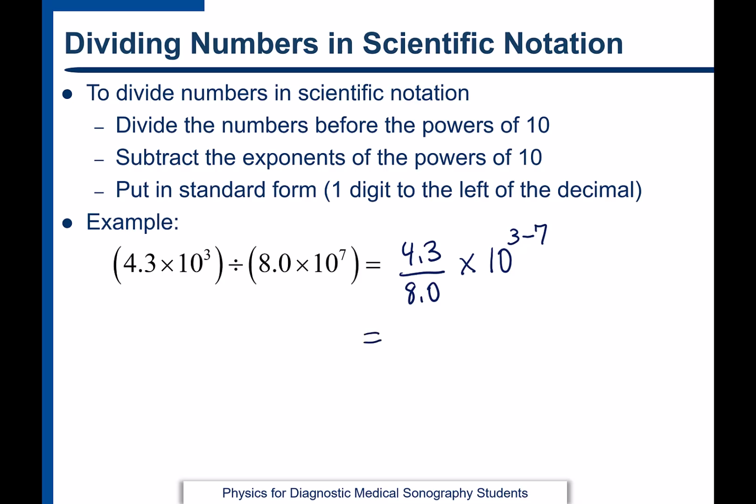If we do the math here, 4.3 divided by 8, we get 0.5375. And then the exponent would be 10 to the negative 4, since 3 minus 7 is negative 4. Now, again, the last step we'd want to do is put that in standard form. So notice that now I'm going to move the decimal to the right. Remember that when we move it to the right, the exponent becomes more negative. Since we had to move it to the right one place, we'd have 3.75 times 10 to the negative 5th.